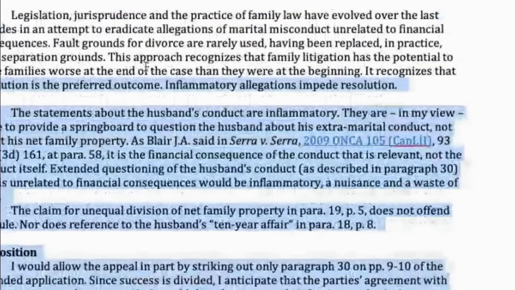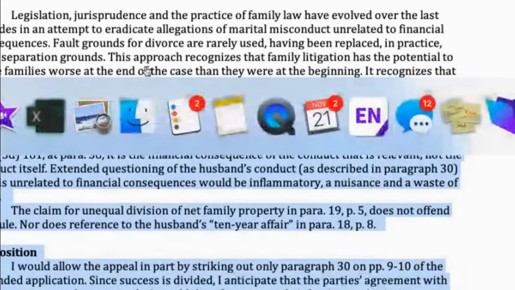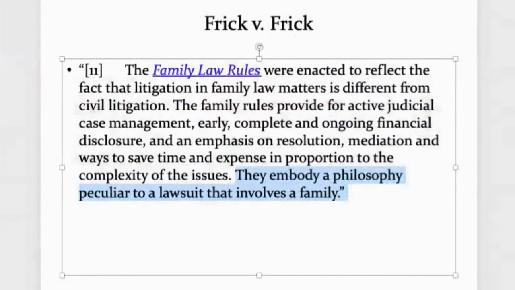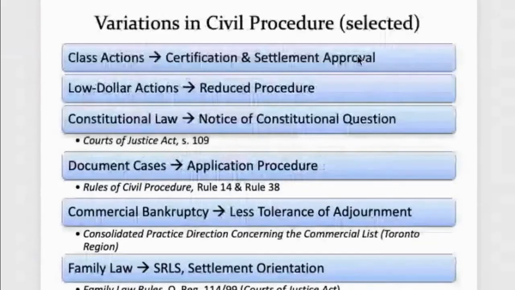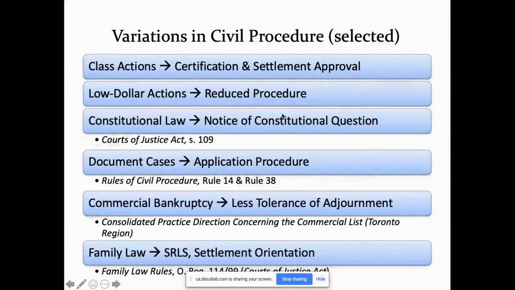Okay, so that's true of family law, but not only family law, right? The same thing is true of many other areas as well. So we talked about class actions. This is just a few examples of variations in civil procedure and things that will be different for you depending on what type of case you're dealing with. We did class actions already. Low dollar actions. Does anyone remember this? We looked at this when we talked about proportionality. What difference does it make if you're suing for less than $100,000 or less than $25,000 or $30,000?